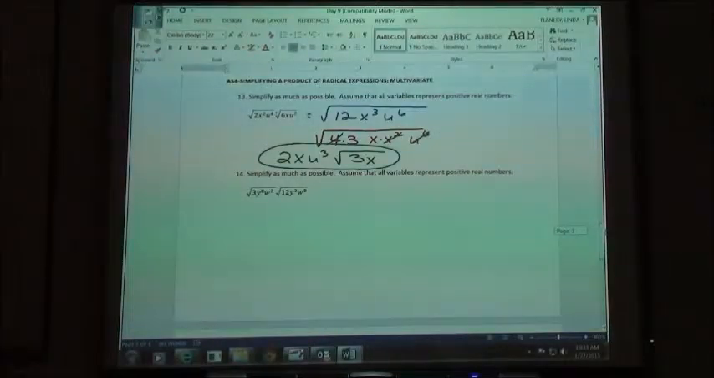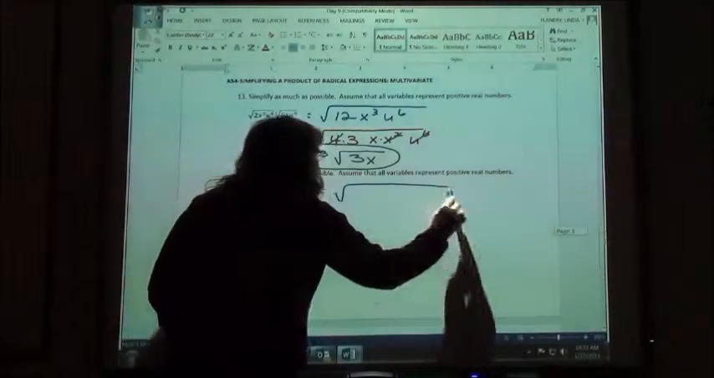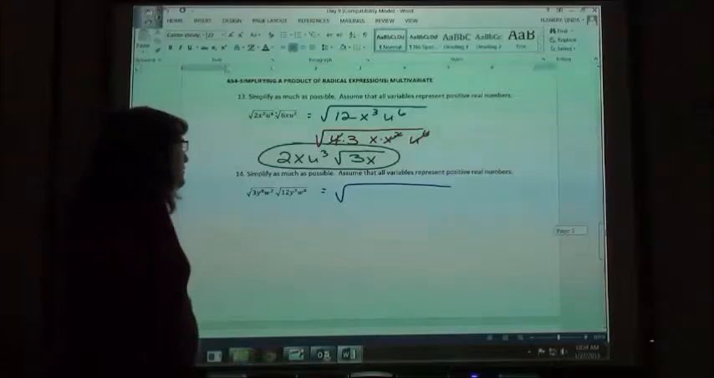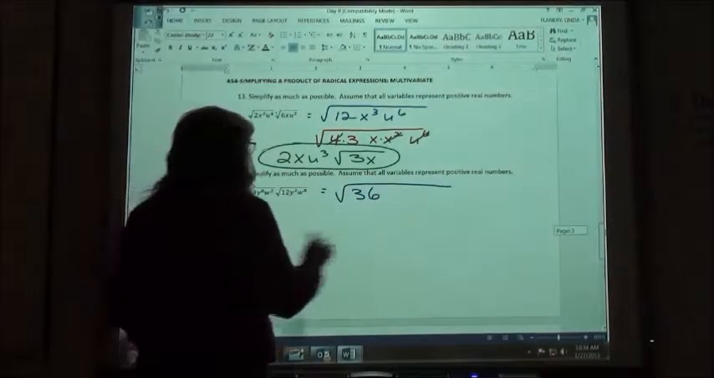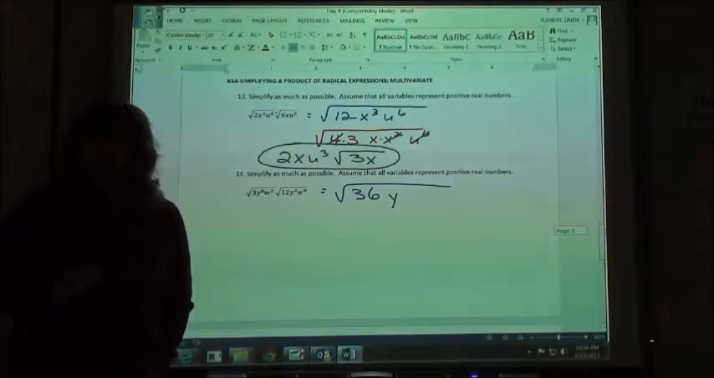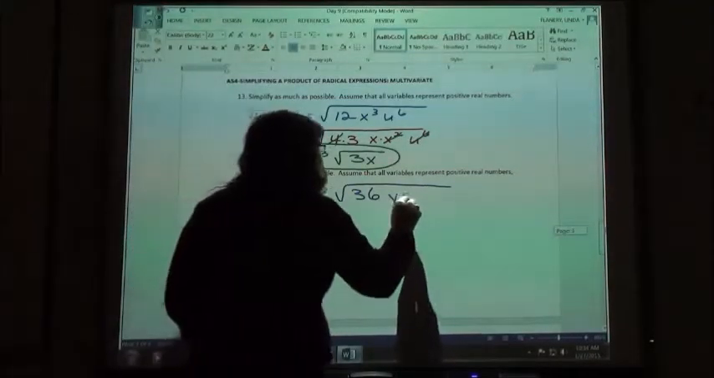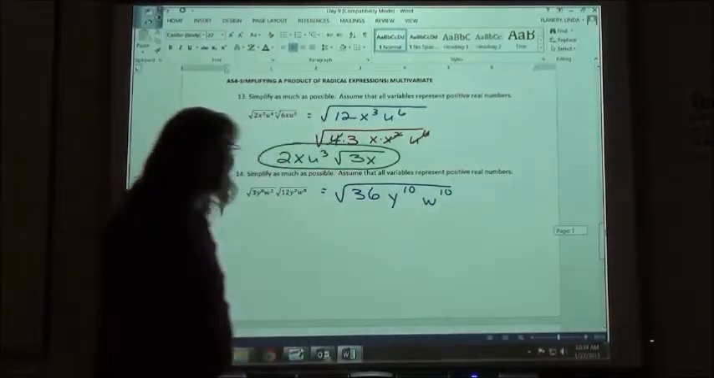So number 14, we want to multiply those two square roots together. We're going to go ahead and multiply first. And so if I multiply those together, what am I going to get? 36. Do you add those 10? Yes, I do. So y to the 10th and w to the 10th, right?